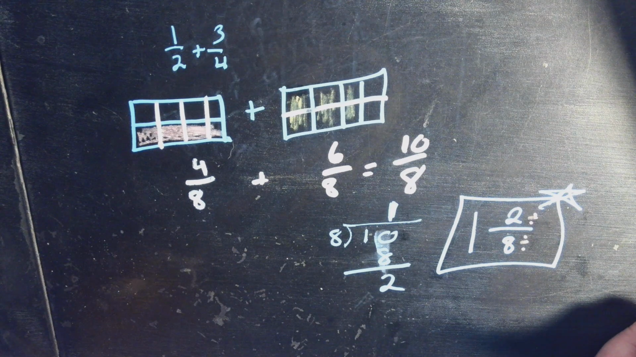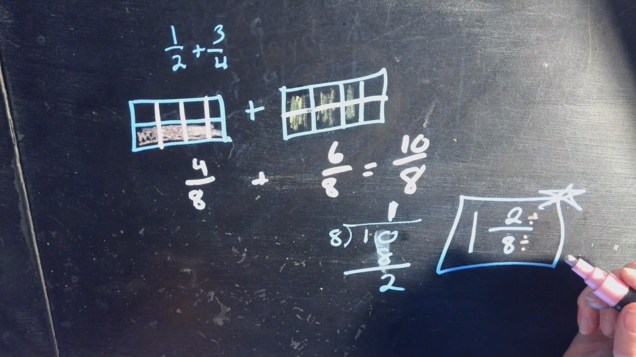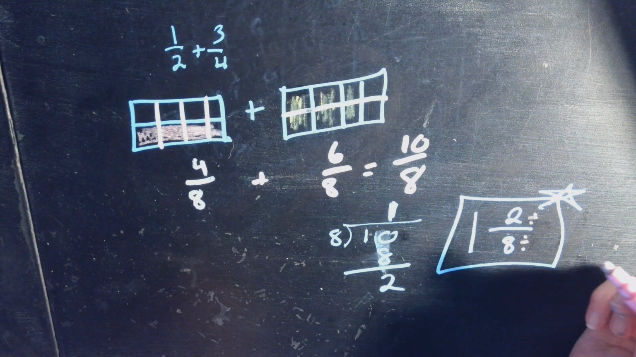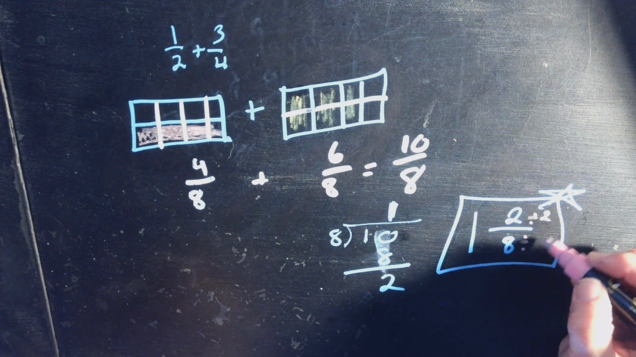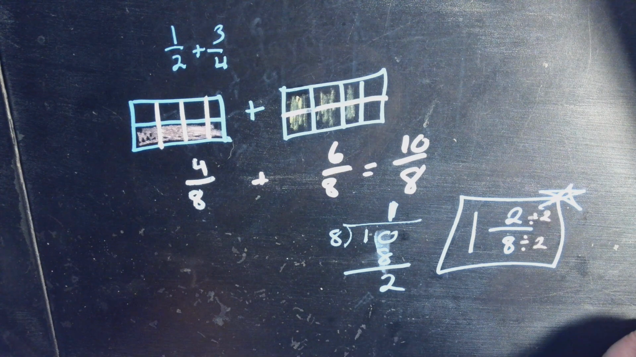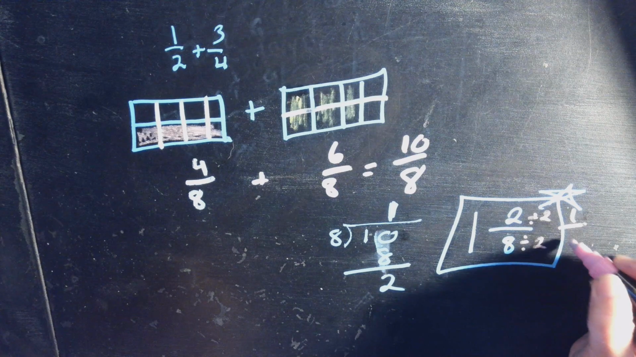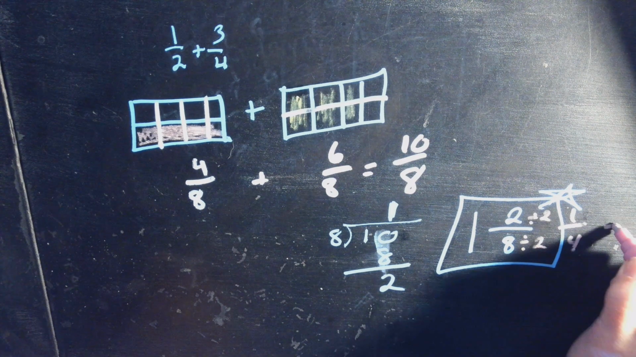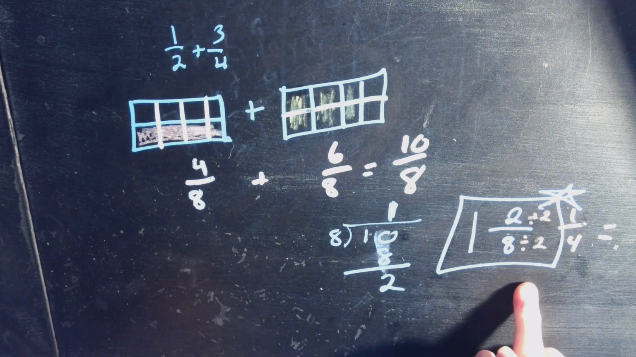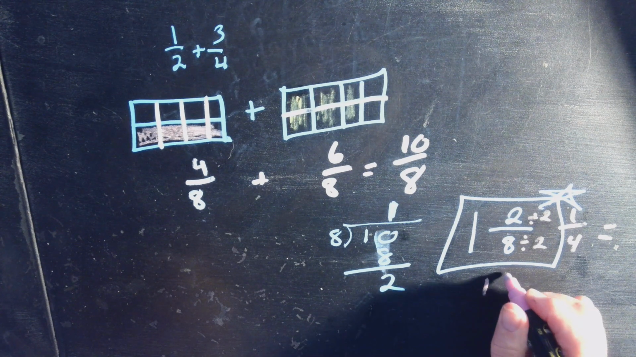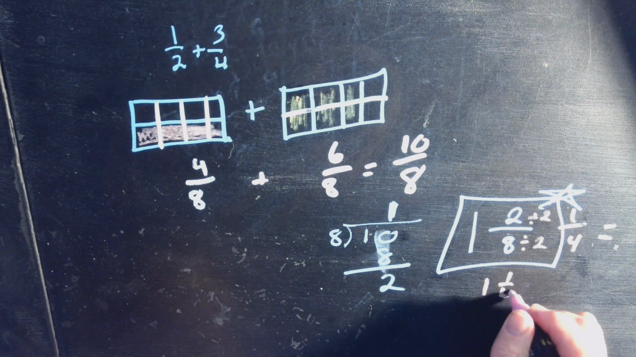Well, we learned divisibility rules at the beginning of the year. Remember our rule for 2? If it's even, it's true. It's divisible by 2. Well, both of these numbers are even, so I can divide them both by 2. So 2 divided by 2 is 1, and 8 divided by 2 is 4. So my answer is not going to be 1 and 2/8. It's going to be 1 and 1/4.